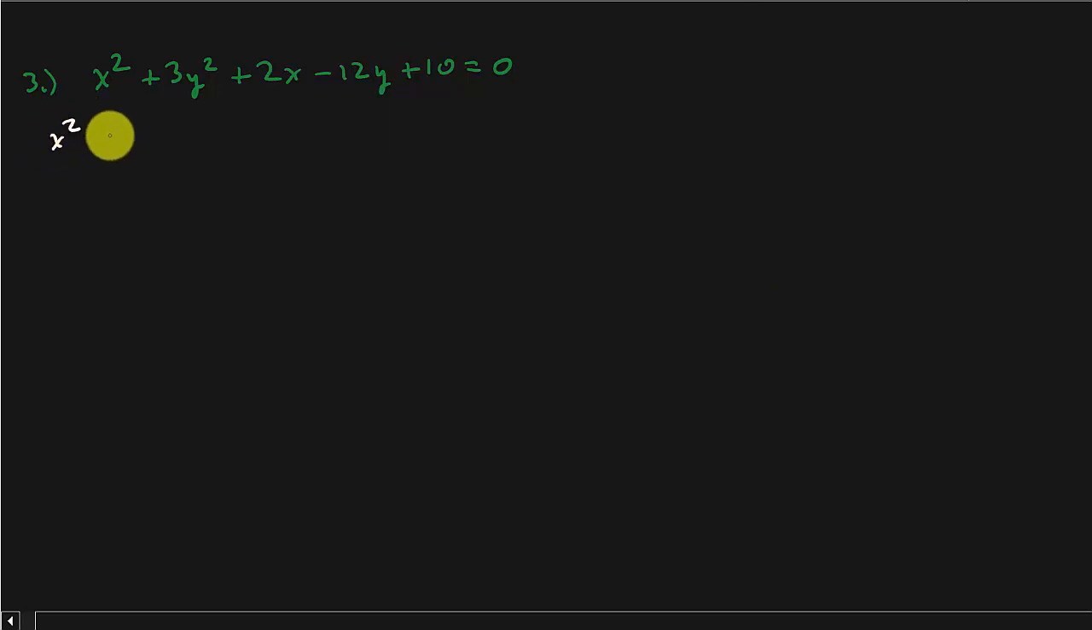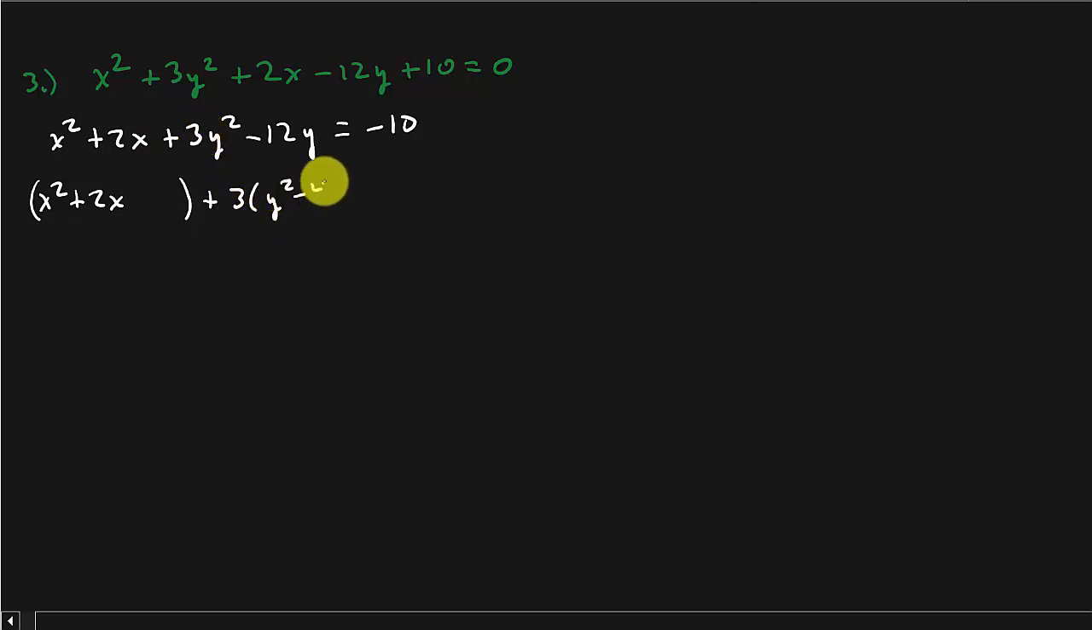So we've got x squared. I'm going to group the x terms together. And I'm going to group the y terms together. And the constant term, I'm going to move to the other side. All right, so let's complete the square. So I've got x squared plus 2x plus, now look at this. Remember, I can't have a number in front of my squared term, so I'm going to factor out that 3. So that's 3y squared minus 4y, leave a little space there, equals negative 10.